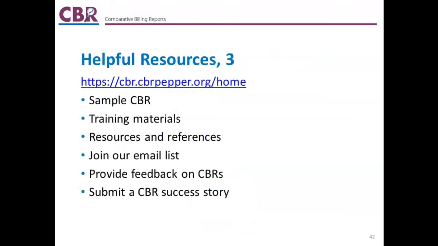So going back to cbr.cbrpepper.org/home, that has a wealth of resources listed there. That is our home page, and it has a sample CBR. There are training materials. The resources and references are listed in the sample CBR that's listed there. You can join our mailing list so you can get updates. We would love for you to provide any feedback about CBRs. And if you have a success story about how a CBR helped you, we would love to hear it. You have the ability to submit any of that information on that page as well.